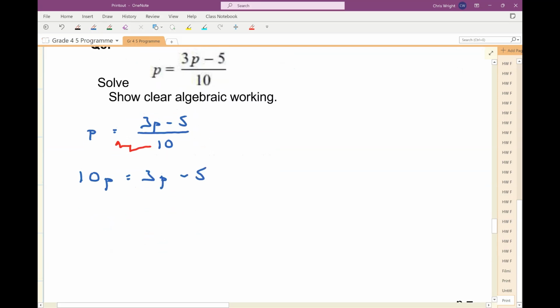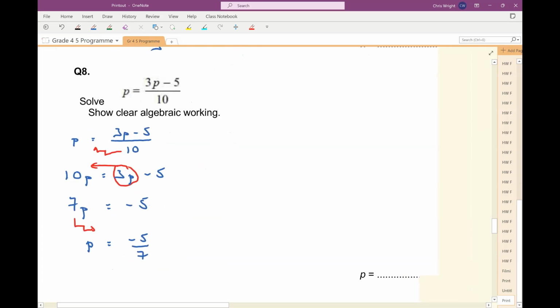Which side has the fewest P? This side. Float and ping those. It becomes minus 3P. So I'm going to have 7P equals minus 5. Escalate down the 7. So P will be minus 5 over 7. Minus 5 sevenths. And that's the answer for number 8.